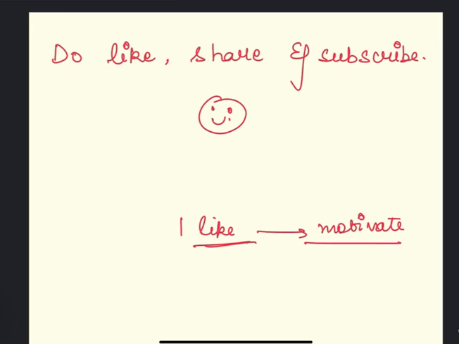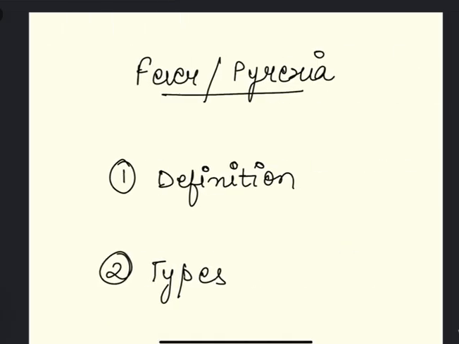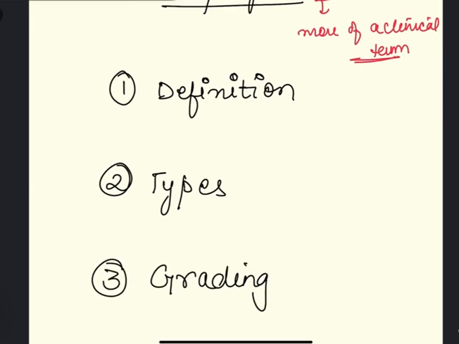Let's get started. So today's topic is fever, which is also known as pyrexia, and we are going to study about its definition and types. Basically, pyrexia is more of a clinical term, so we should be using pyrexia in place of fever to impress our examiner and get good marks in Viva and final clinical examination prof. So we'll be dealing with definition, types and grading.